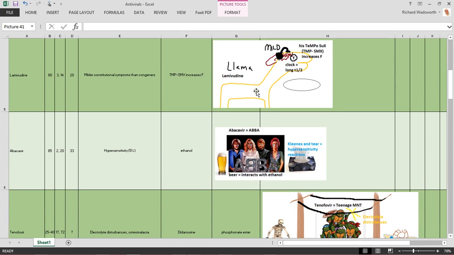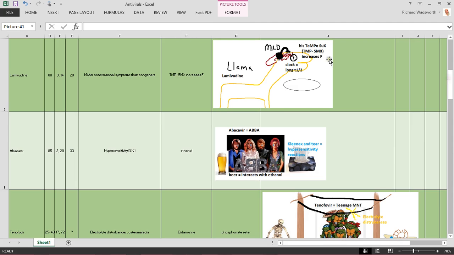Okay, next we have Lamivudine. That is apparently a llama. I apologize, that's a terrible drawing of a llama. But 80% bioavailability, 3 hours in serum, 14 hours intracellularly, 20% CSF. Milder constitutional symptoms than congeners. So I put this as the mild llama. This one has a pretty long half-life. Not as long as Abacavir, or Tenofovir, some other ones. But anyway, yeah, this one's kind of lame. Not a whole lot of interesting stuff on this one.